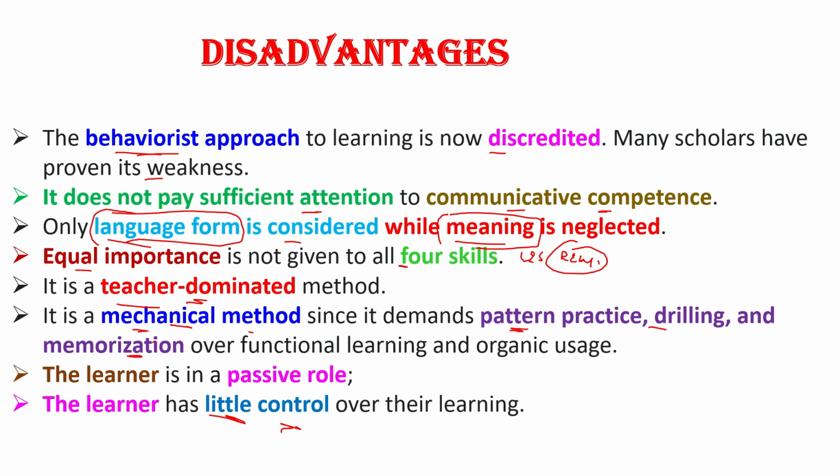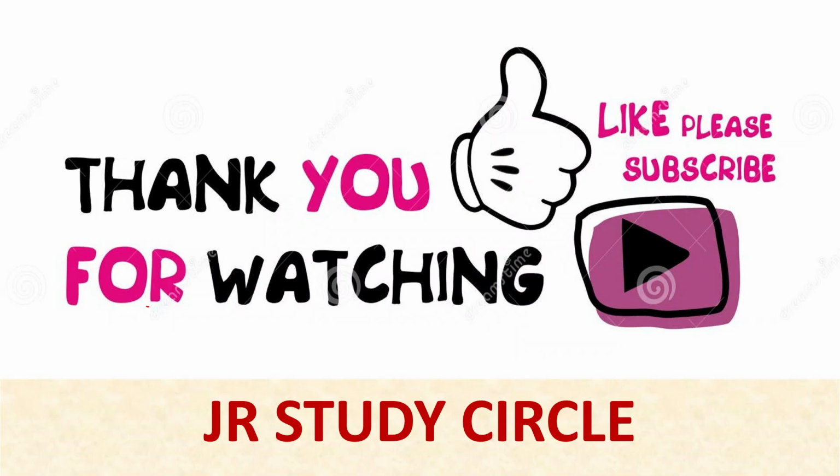And the learner is in a passive role. Who is in the active role here? Teacher is in the active role. Learner is in a passive role. So the learner has little control over the learning. So this is about the audiolingual method.